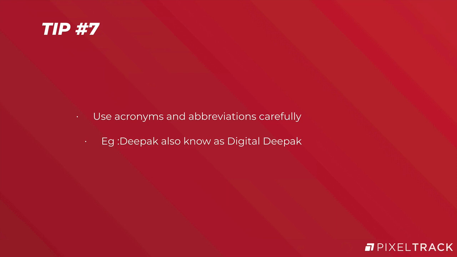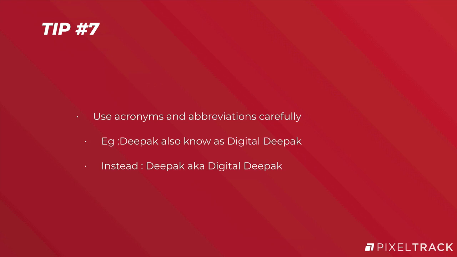So for example, Deepak, also known as Digital Deepak. Instead of also known as, I can say Deepak aka Digital Deepak. The reason why I showed you this example is because what people write is Deepak, also known as aka Digital Deepak. So again, it's not only creating redundancy, it's outright wrong to put it out like that. So use abbreviations and acronyms carefully.